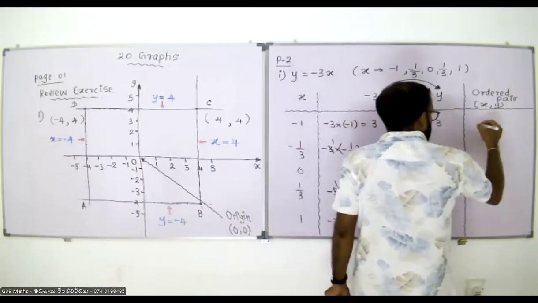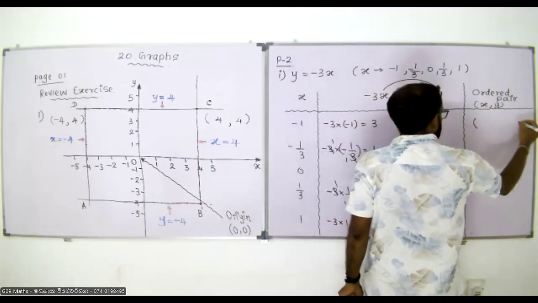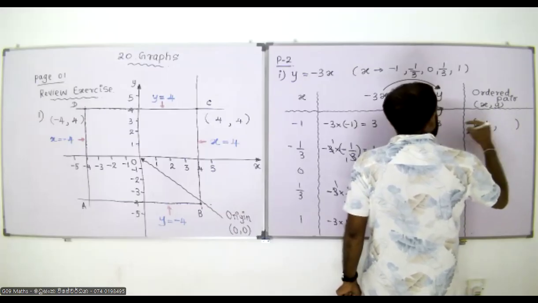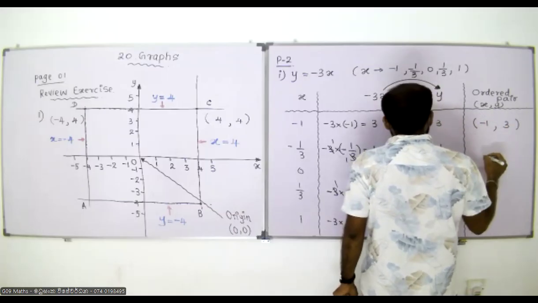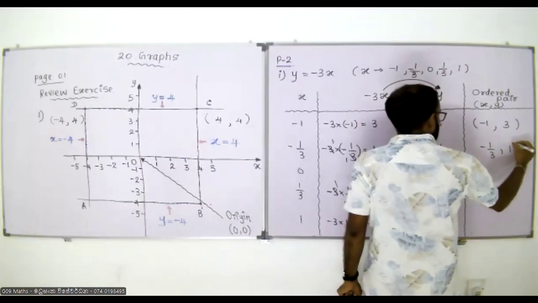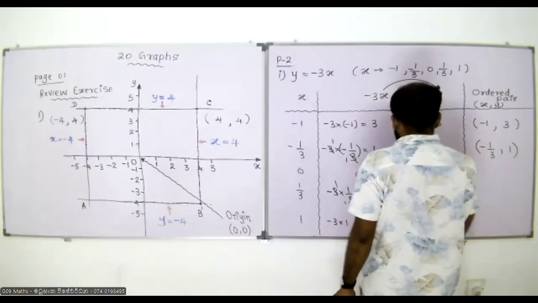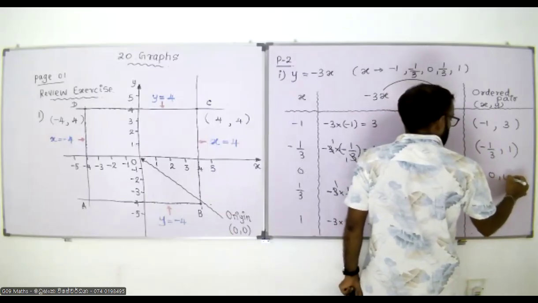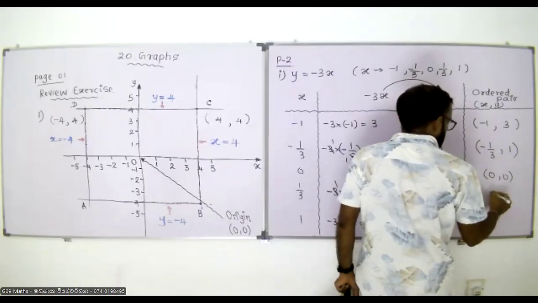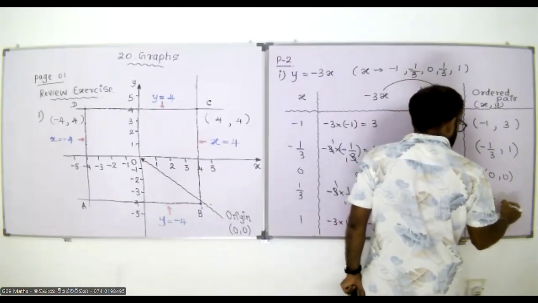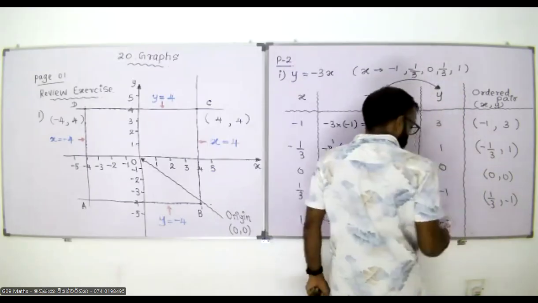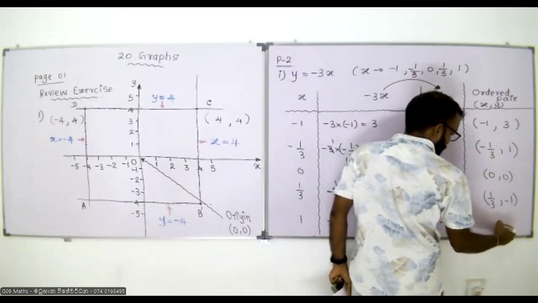And the ordered pairs: negative 1, comma, positive 3; negative 1 upon 3, comma, positive 1; 0, comma, 0; positive 1 over 3, comma, negative 1; positive 1, comma, negative 3.